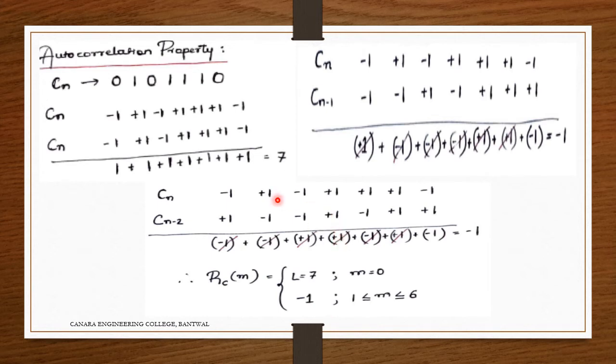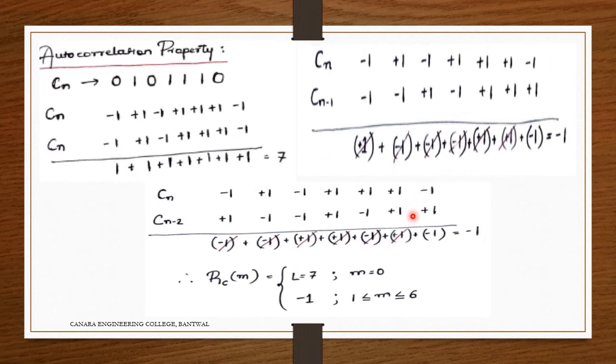Still I have doubt. I'll go for Cn minus 2. I'll shift it by another sequence, so I'm shifting it twice. So this will come here. This will come here. This will come here. This will come here. This will come here. And this will come here by two sequences.